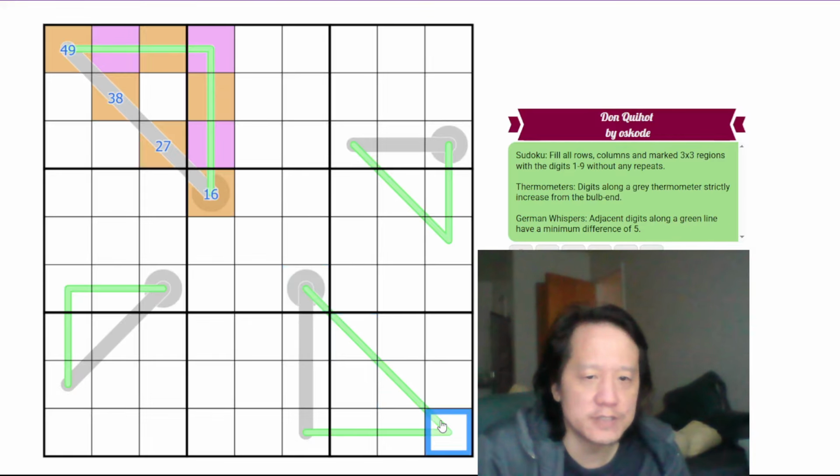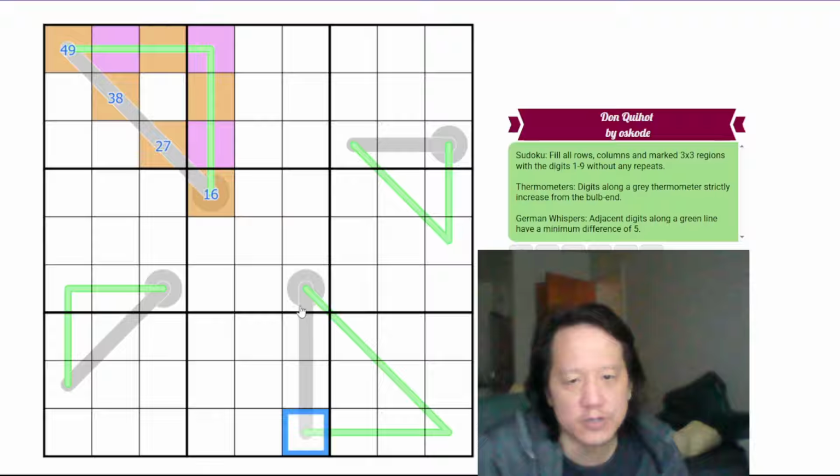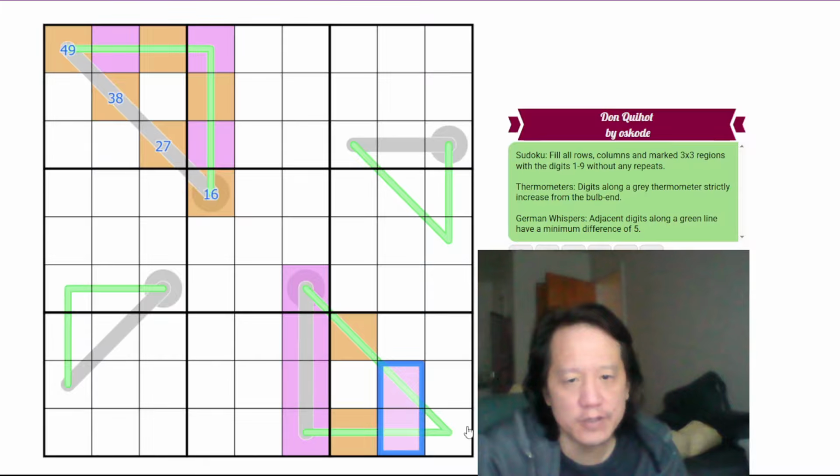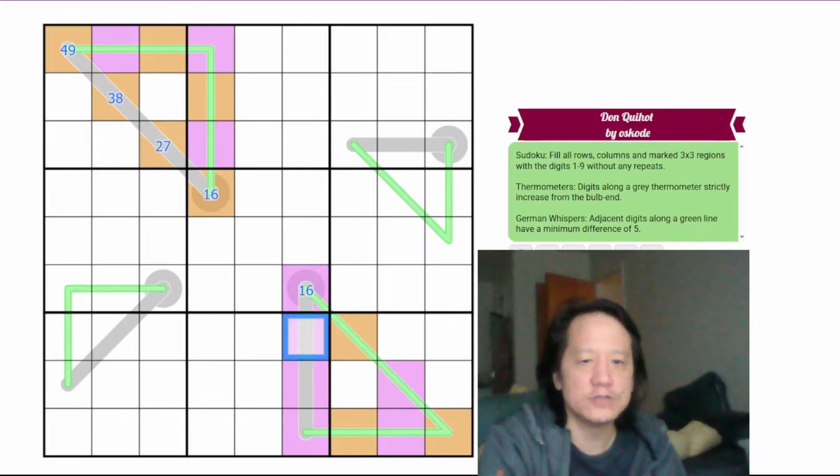These will alternate sets. But these are the same set, no matter what. So this must be 1 or 6, but it can't be the orange 1 or 6, so this is pink 1 or 6. So all of these are pink. This is orange, orange. These are pink and pink, and this is orange. So this is 1 or 6, 2 or 7, 3 or 8, and 4 or 9.